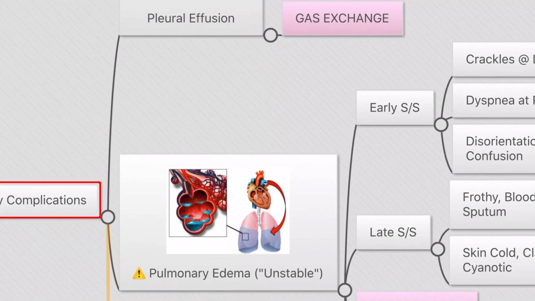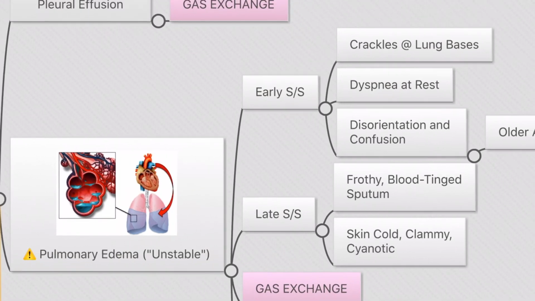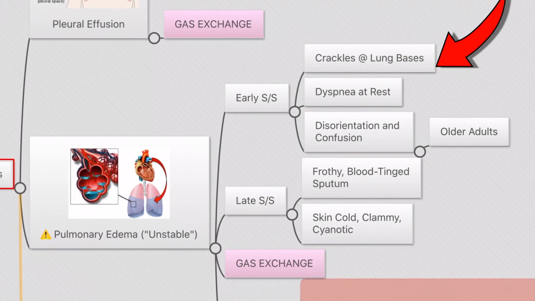Pulmonary edema would be something that is unstable, usually acute, and it is usually a life-threatening condition. Now, when your patient has a pulmonary edema, fluid is going to accumulate in the alveoli, and you understand that alveoli are so important for gas exchange. So what are the signs and symptoms? Initially, the patient is going to have crackles at the lung bases. They're going to have shortness of breath at rest.